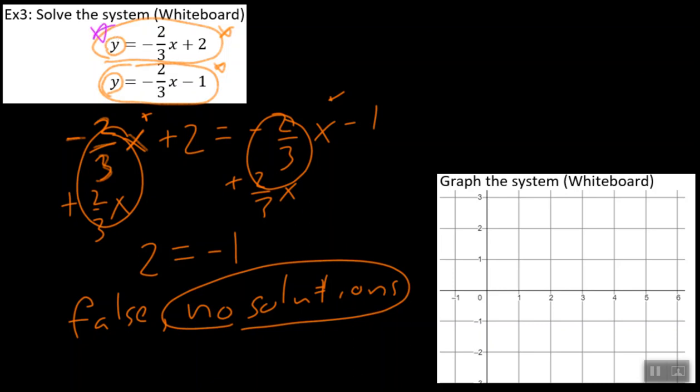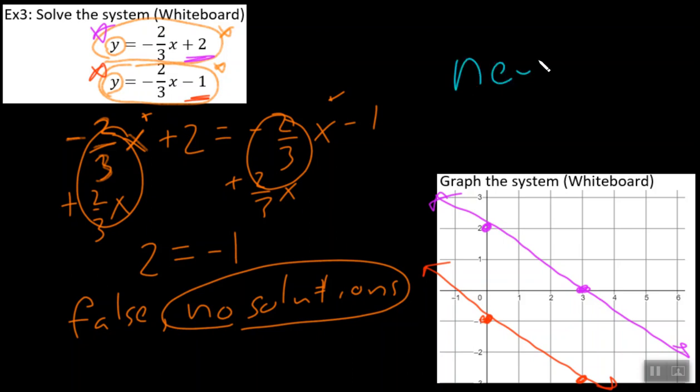I'll use purple for this one right here. We see that our y-intercept is positive 2. We see that our slope is negative 2 over 3, meaning I'm going to go down 2 and to the right 3. And I can graph that line as such. And using a different color, red, we see this is negative 2/3 x minus 1. Wait a second. I go here to negative 1, my y-intercept. And I go down 2 and to the right 3. And you'll notice something. Guess what? These lines will never cross. And in fact, guys, that's why they have no solution, because the two lines never touch.